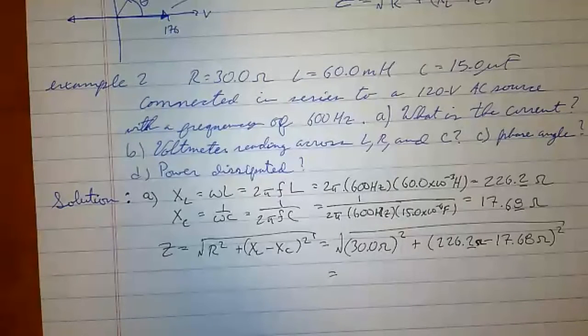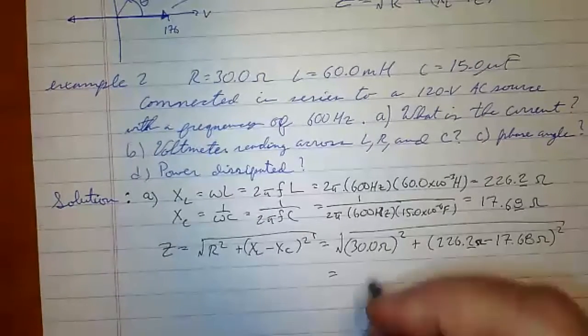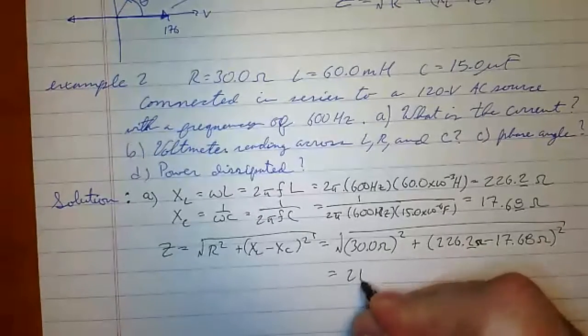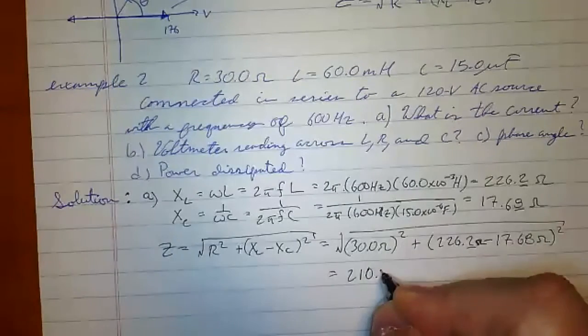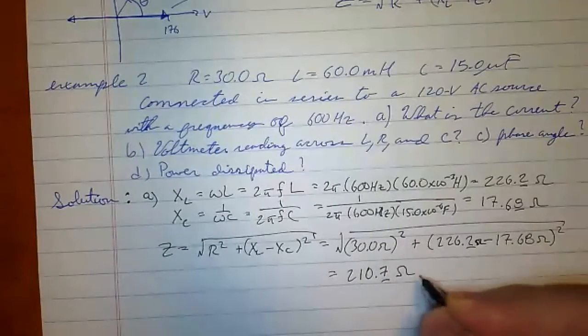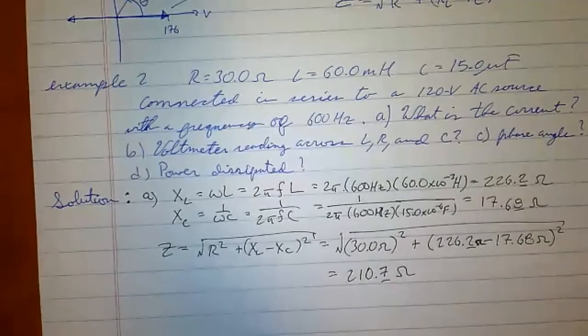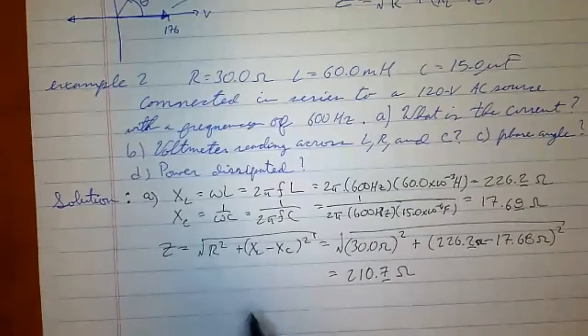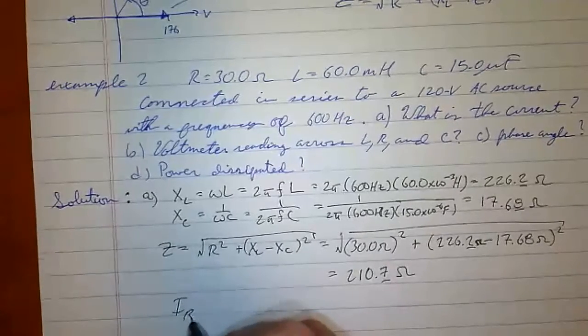Now I'll say 226.2 minus 17.68, and now I'm going to square that. Now I'm going to add those two. So I got 43,480 and I'm adding it to 900. Now I'm going to take the square root of all that, and I get 210.6, actually 210.7 ohms.